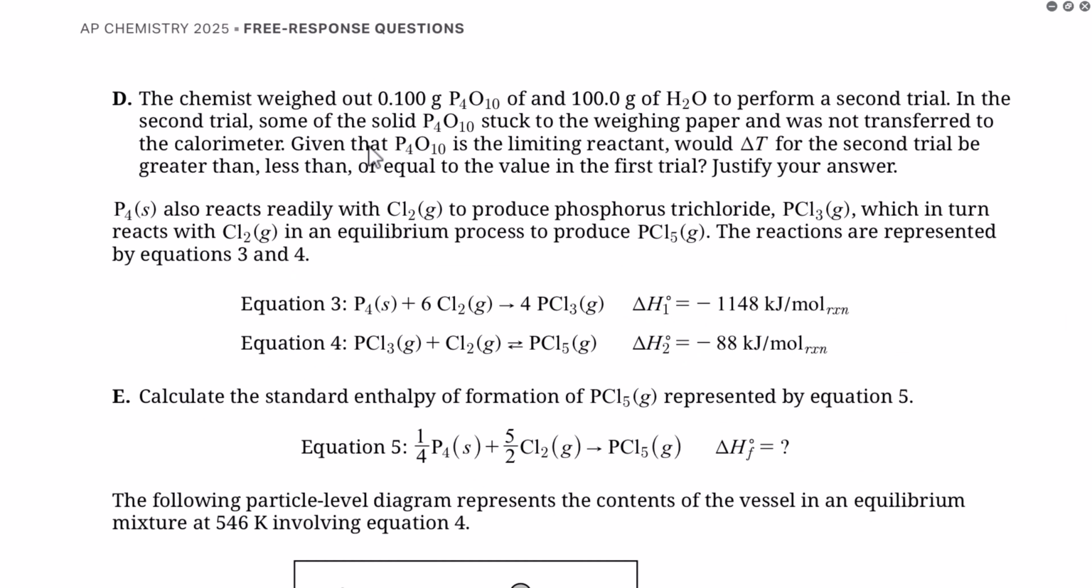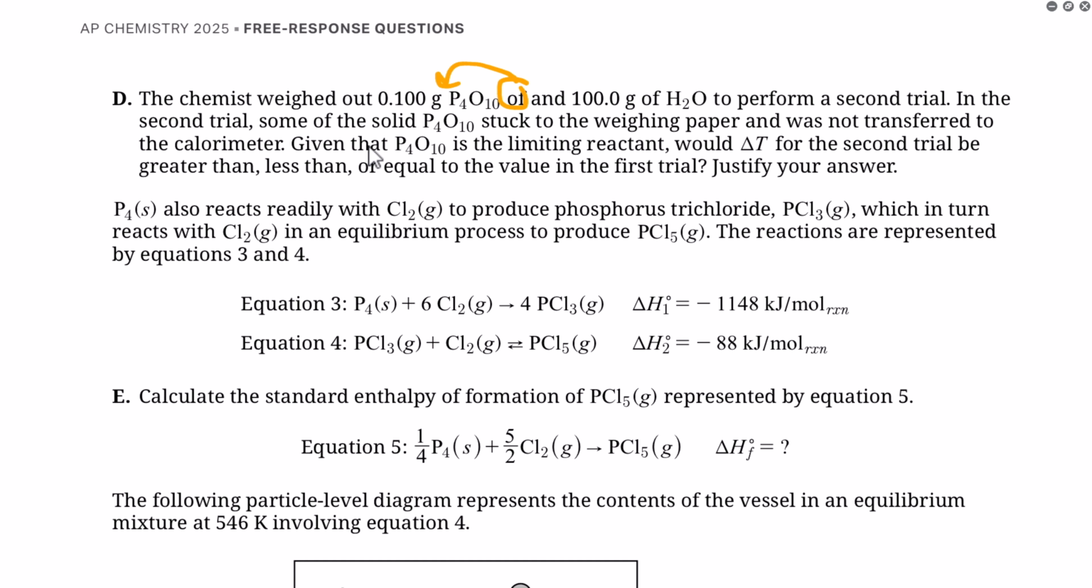All right, let's go ahead and read out part D here. It says the chemist weighed out 0.100 grams of P4O10. I definitely feel like there's a typo there. Weighed out 0.100 grams of P4O10 and 100 grams of H2O to perform a second trial.